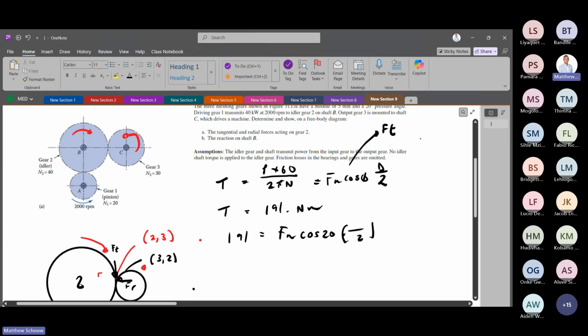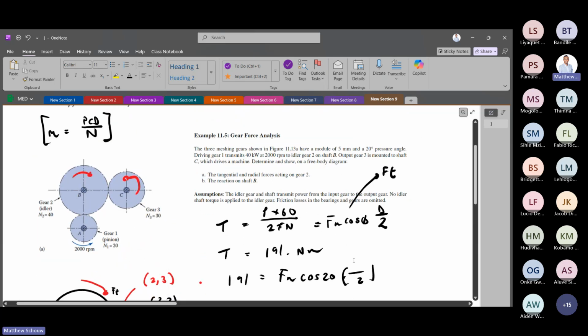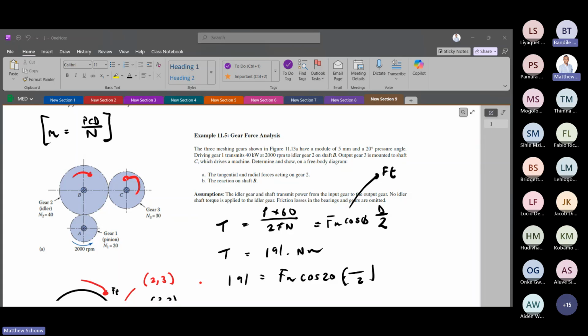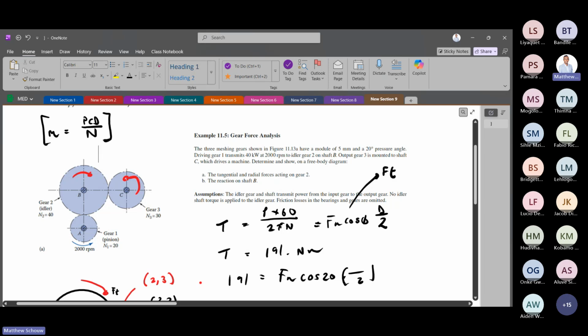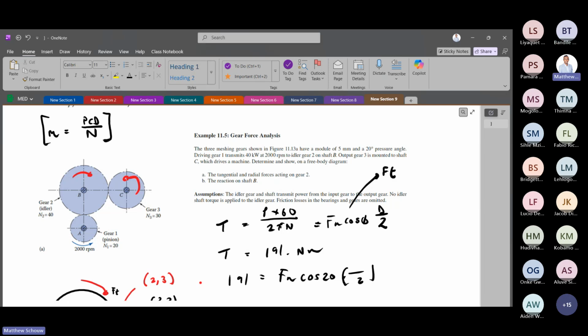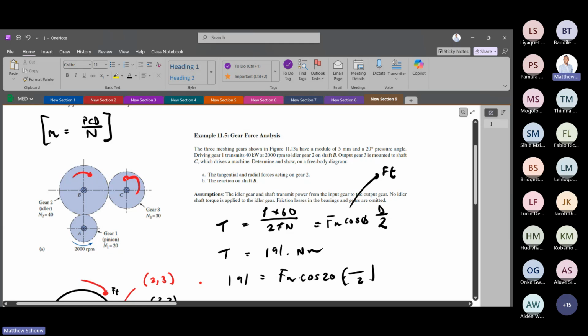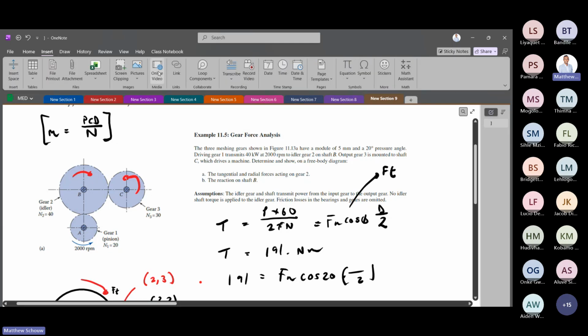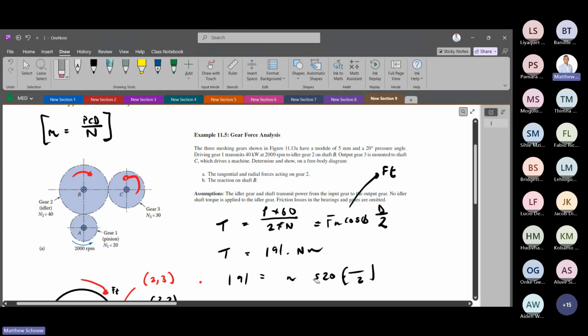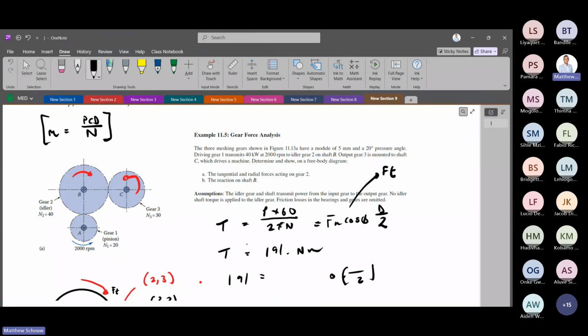And you can compute Fn for me, or Ft you can find immediately. There are many different ways you can do this. In fact, if you don't want to find Fn, this can just be Ft. Like I said, let's just call this Ft. You can erase this. Remember that tangential force is the force which is producing the torque. That's d over 2.